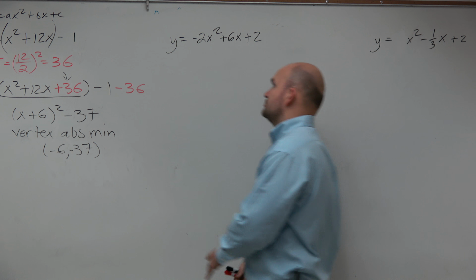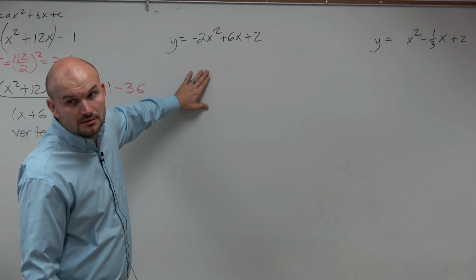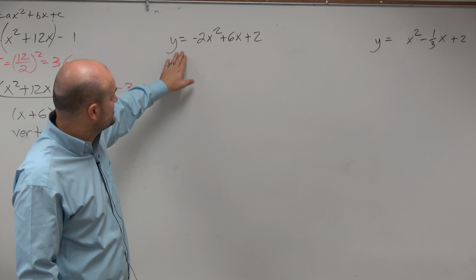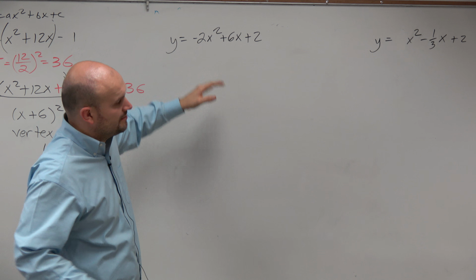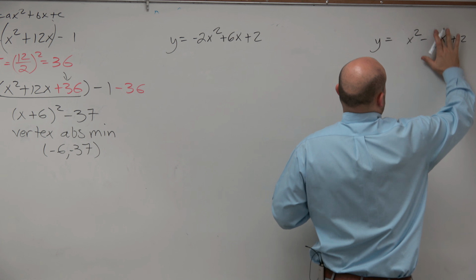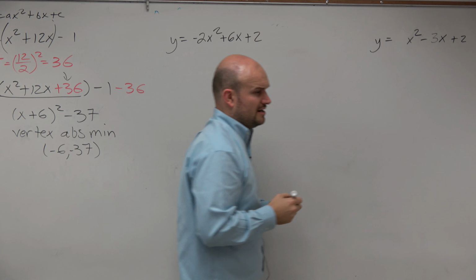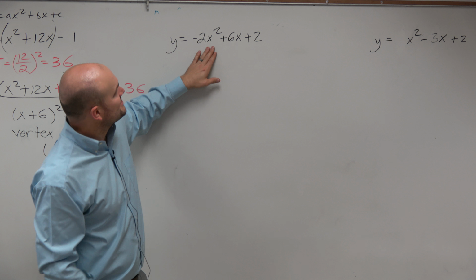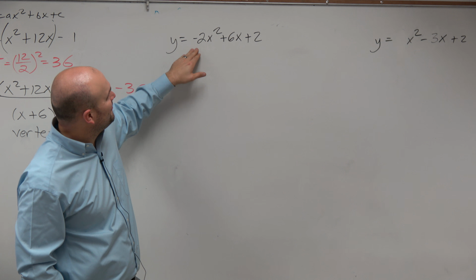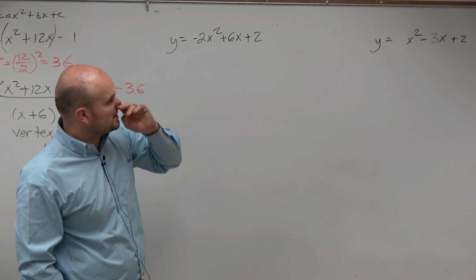OK. Watch, please. So a couple things to remember here, guys. We have y equals negative... Actually, I'm going to change this. Let's change this to a 3. It's OK. You're all right. We didn't do it yet. So anyways, we get to y equals negative 2x squared plus 6x plus 2.